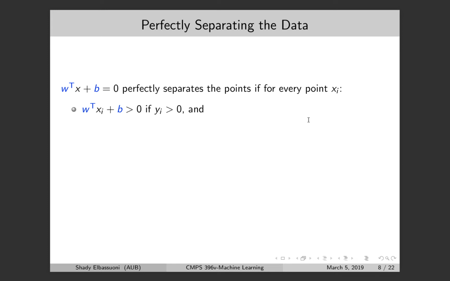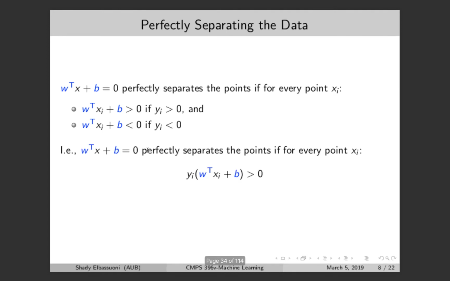Remember that my prediction is the sign of w transpose xi plus b. And I want this to be positive when the label is positive, and negative, so less than 0, when yi is less than 0. I'm going to write this in one line. So w transpose x plus b equal to 0. This hyperplane perfectly separates the points if for every point in the data set xi, yi times w transpose xi plus b is greater than 0. This means that they agree on the sign.